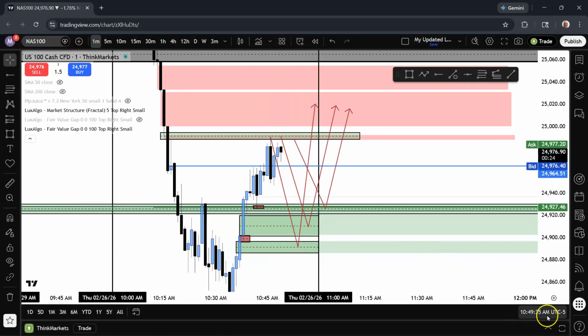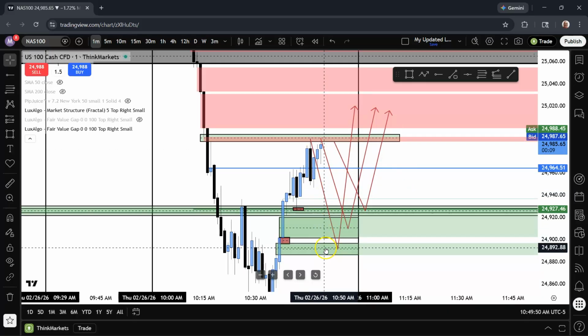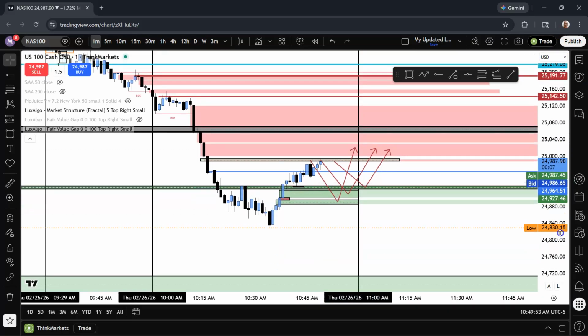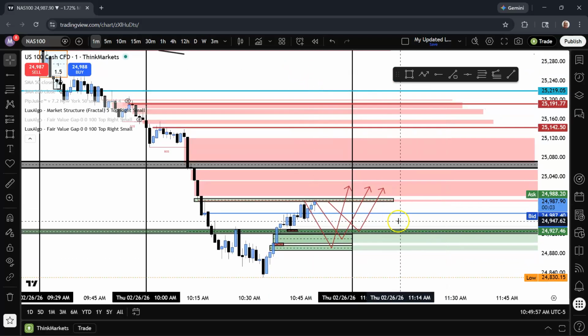Will it happen before 11 o'clock? I doubt it, because there's like 11 minutes left before 11. But if it does come back down to these areas, I'm going to personally get back into the market and ride it all the way back up to this blue line up here.